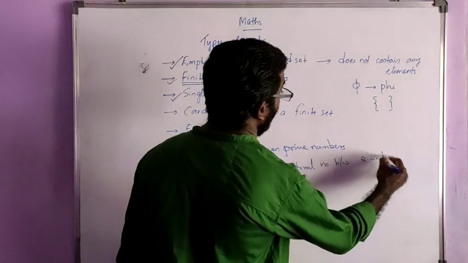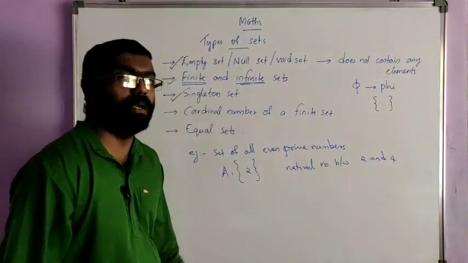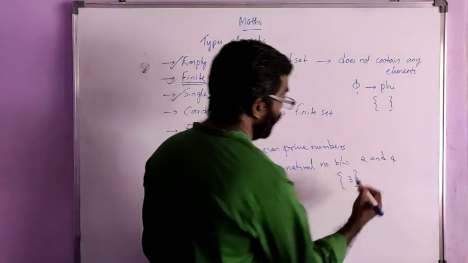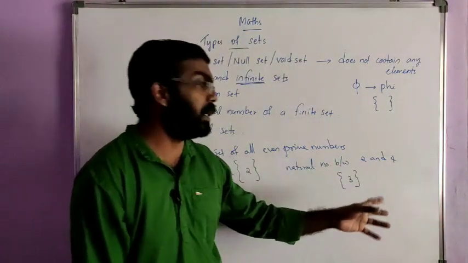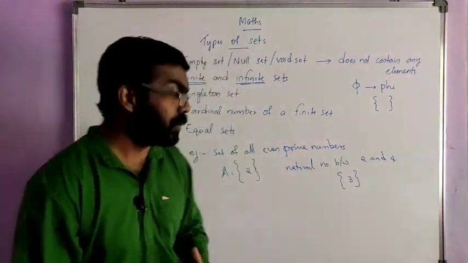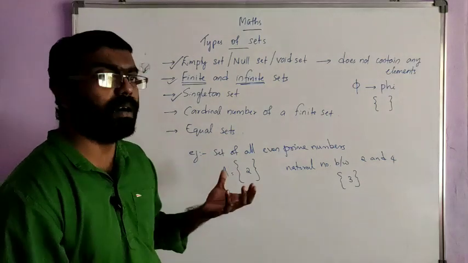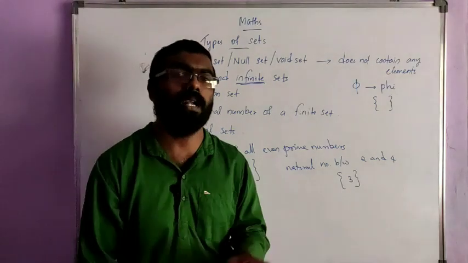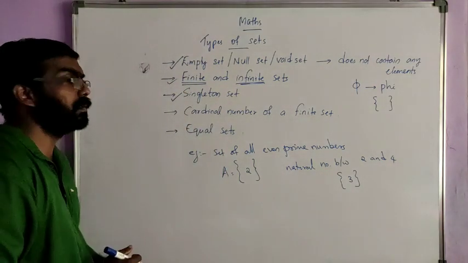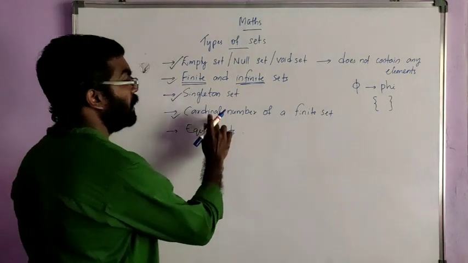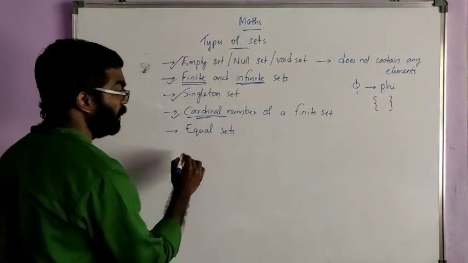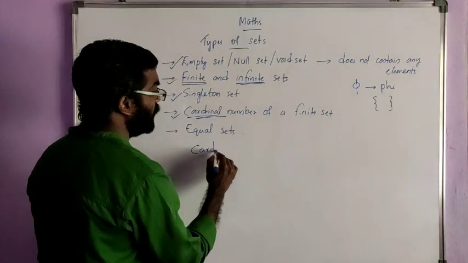Okay, and one more example, natural number between 2 and 4. If we list out the collection, we will get the number 3 only. The natural number lying between 2 and 4 is the number 3 only. Okay, so a set which contains or consists of only one element is called what? Singleton set. Clear? And the next one is cardinal number of a finite set. Cardinal number, it is also known as cardinality.